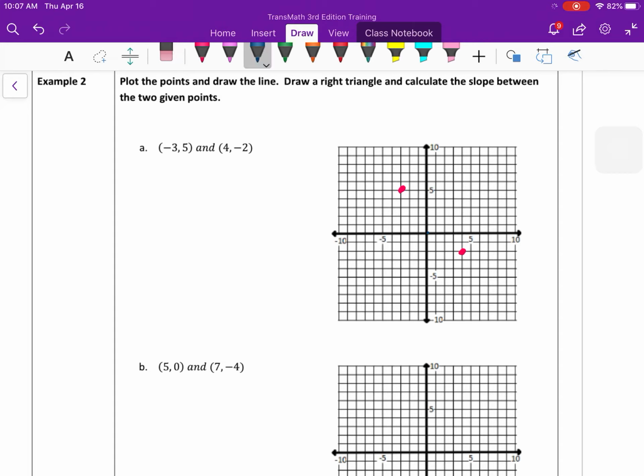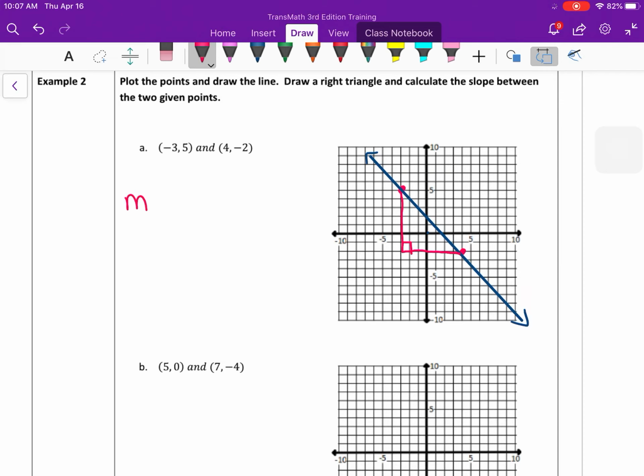And then I'm going to do my best to connect those 2 dots as best I can. You might be able to find a line tool on Microsoft Word. And then I'm going to use the right triangle to find the slope between those two. So we have to make a right triangle. So I'm going to go straight down and straight over to make that 90-degree angle.